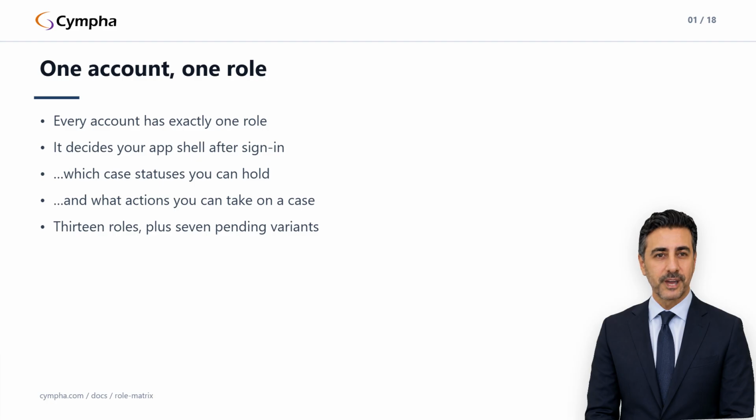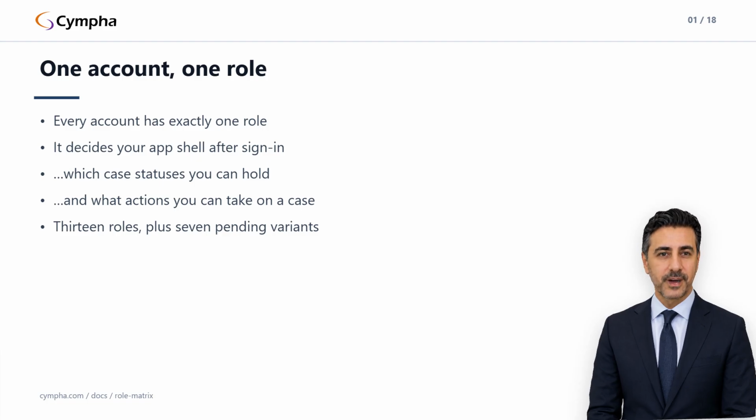Notice what one role per account implies. Nobody is simultaneously a designer and a clinician on the same account. If you genuinely work both sides, you hold two accounts. And when a case sits at a given status, exactly one kind of person can be holding it. That constraint is precisely what makes case routing predictable rather than a matter of who noticed first.